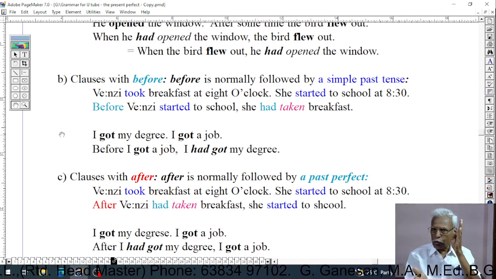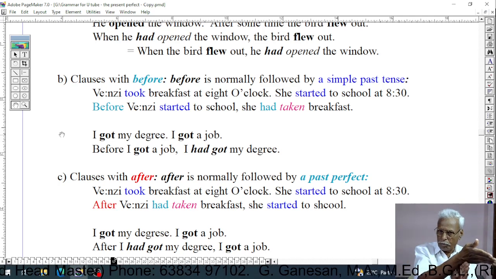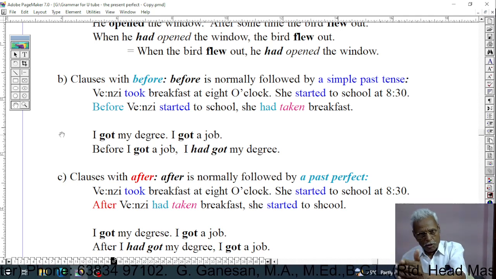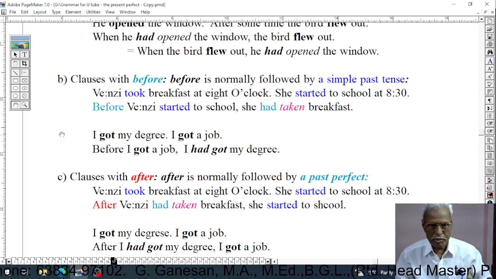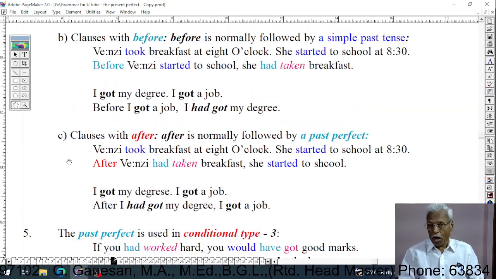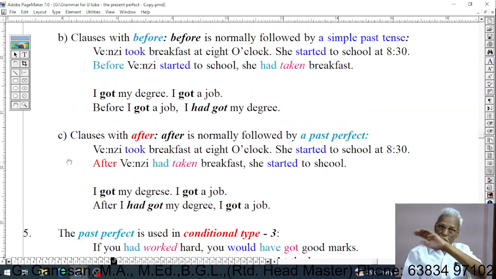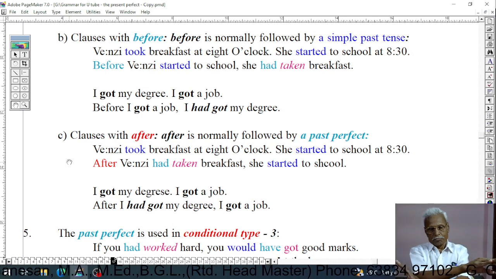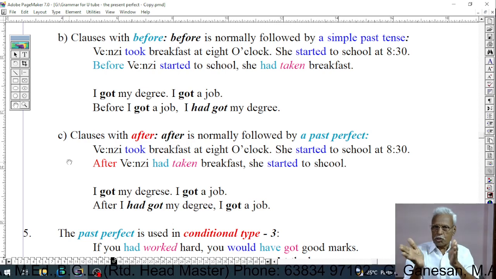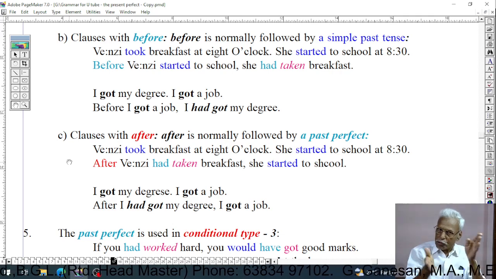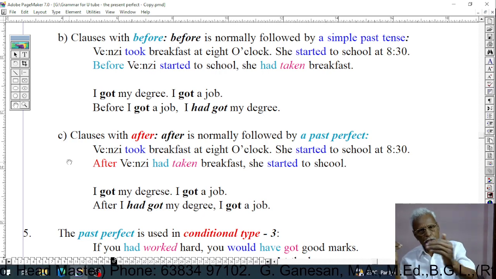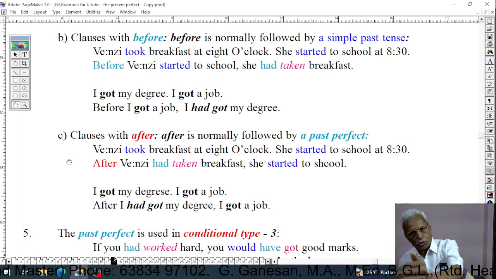The second action should be expressed using the before clause, and the first action should be expressed in past perfect using the main clause. And third, the after clause is quite opposite to the main clause. Normally, the first action, past perfect, is expressed using the after clause, and the main action, simple past, is expressed using the main clause.